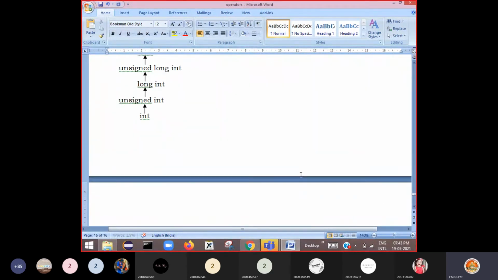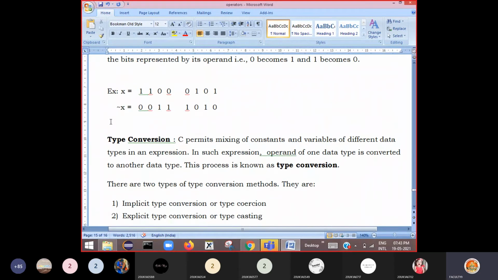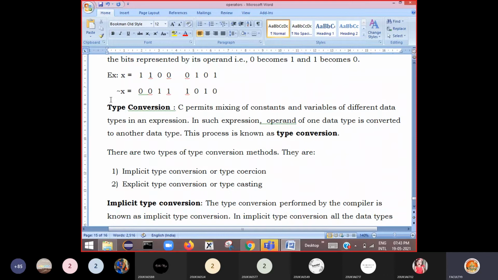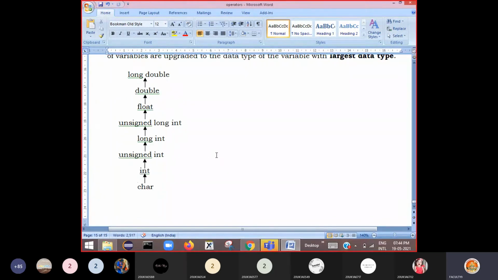Okay, so integer will be, then, yeah, where can I append this example? If I move away, right, so here I can add one more arrow. Then char will be upgraded to int. Okay, so this is how the type conversion will be performed.